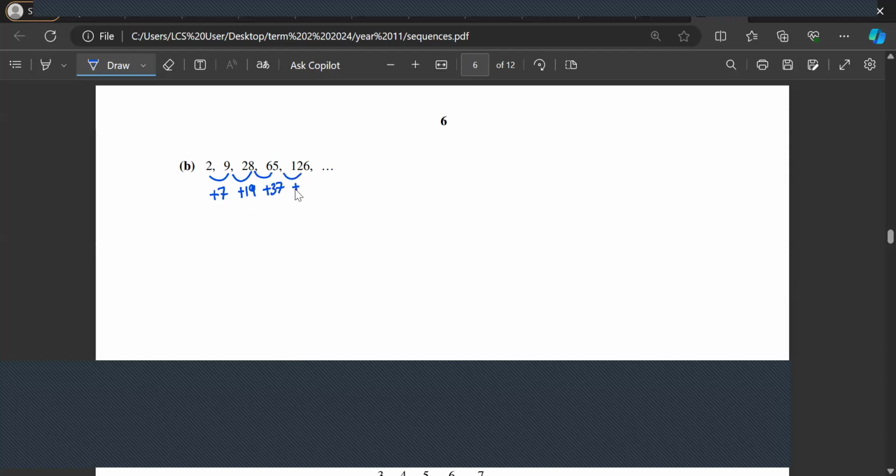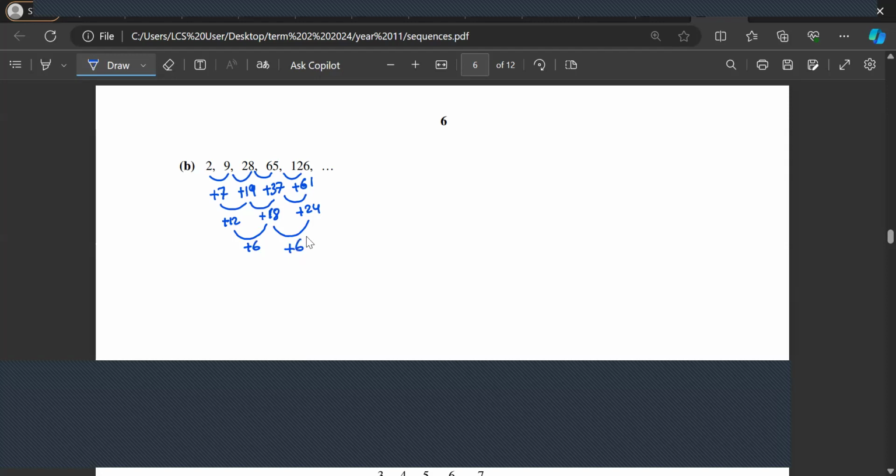And then from here to here, 61. Okay, then from 7 to 19, 12. Then from 19 to 37, 18. Then from here to here, 24. Then from 12 to 18, plus 6, from 18 to 24, plus 6.